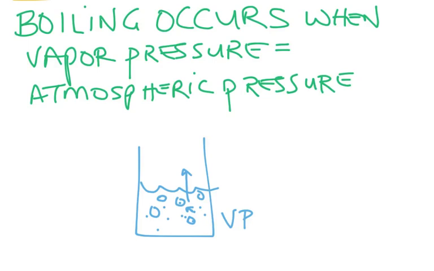On the opposing side, you have atmospheric pressure. The air itself in the atmosphere is pushing down on things. So this is your atmospheric pressure. So there's your atmospheric pressure.